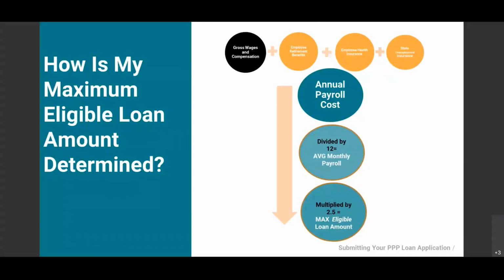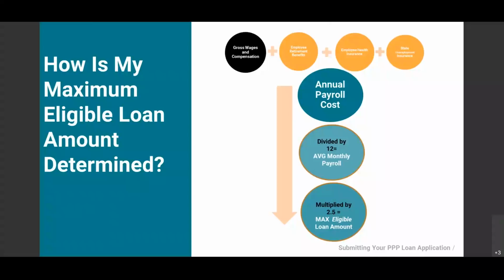Now, with that annual payroll cost, there's a simple formula that is used to determine the actual loan amount. You would take that annual payroll cost and divide it by 12, and that will give you what's called the average monthly payroll amount.